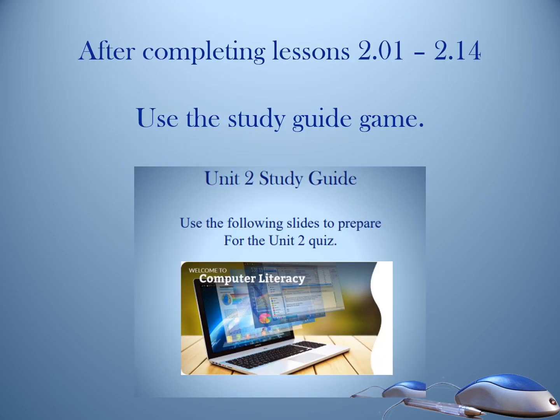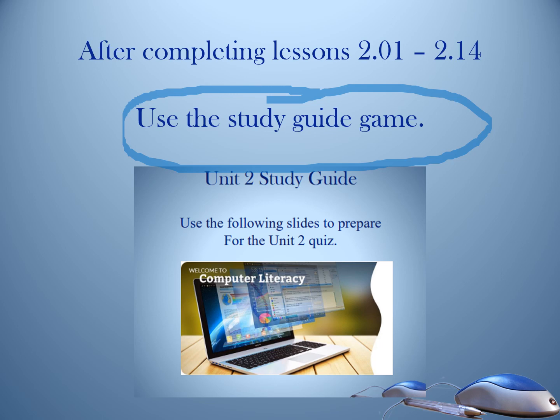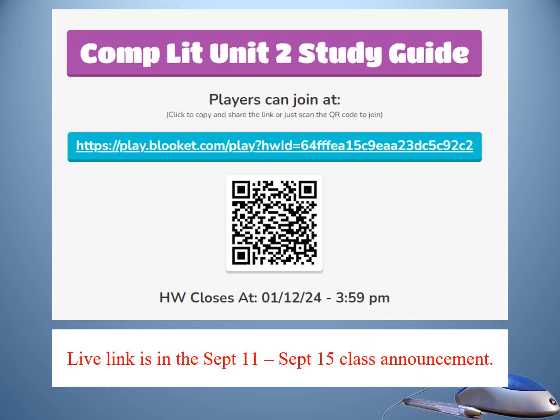All right, so after completing all your lessons for Unit 2, 2.1 through 2.14, I've created a study guide for you in the form of a Book It game, just like we did for Unit 1. So the link to the Book It game is in the class announcements. You probably could use the QR code on the screen if you want. You certainly don't have to type in that link because the link is in the class announcements. It's the class announcement for September 11th through the 15th.